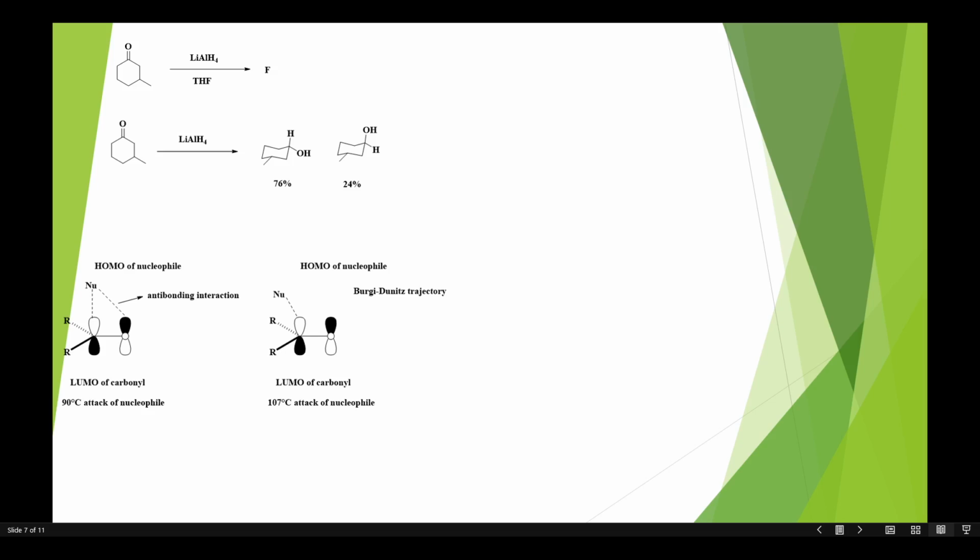Okay, then I will show you that. But in this case we get only 76% of the major product, which we call axial attack, and we also got 24% of equatorial attack. Why? Can you explain? Yes, this is the result when you have lithium aluminum hydride.